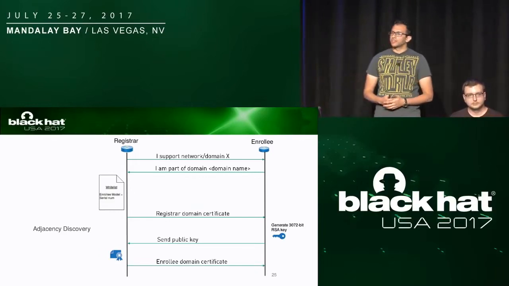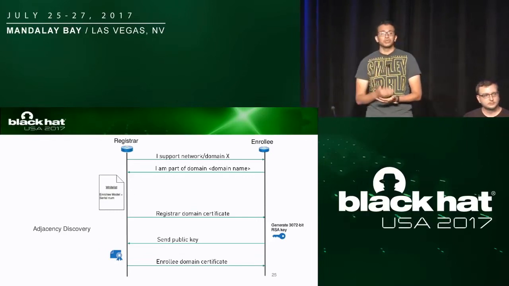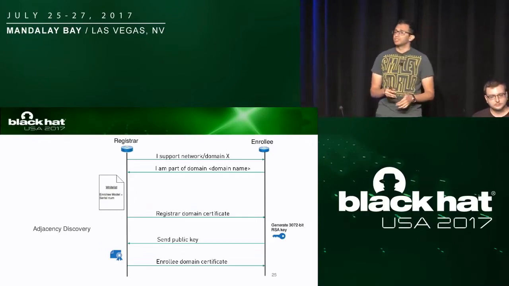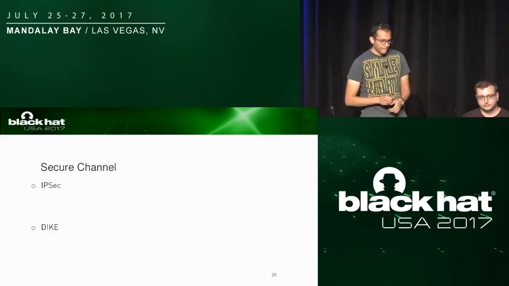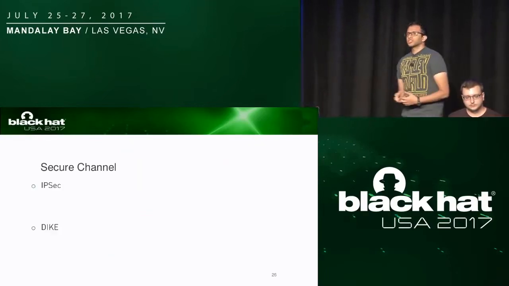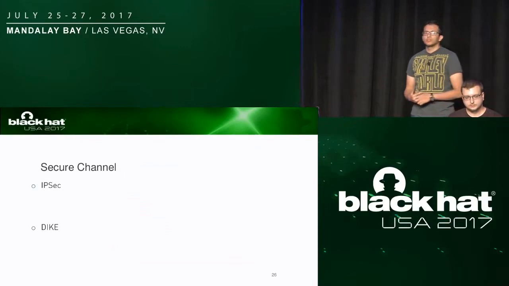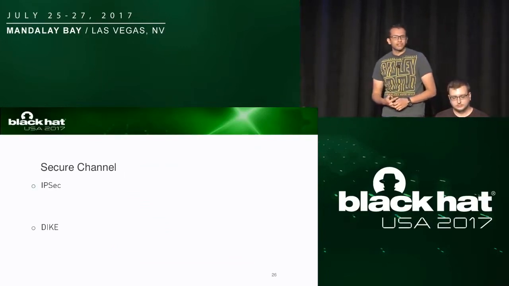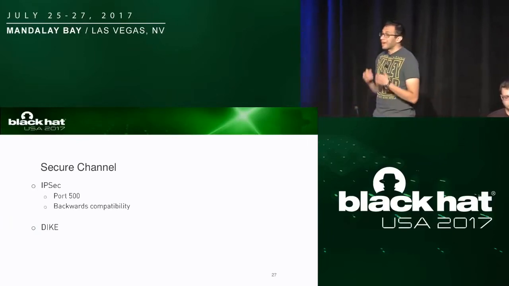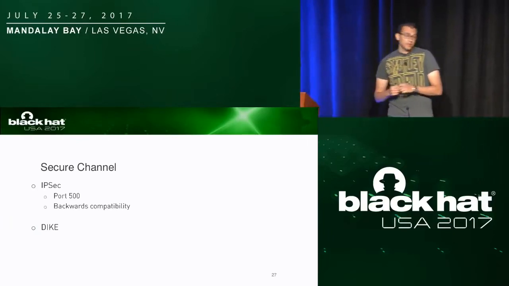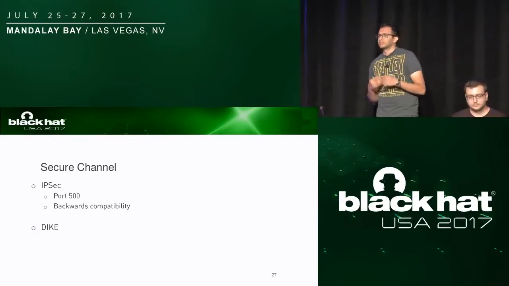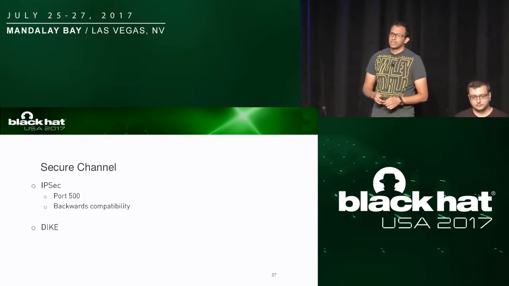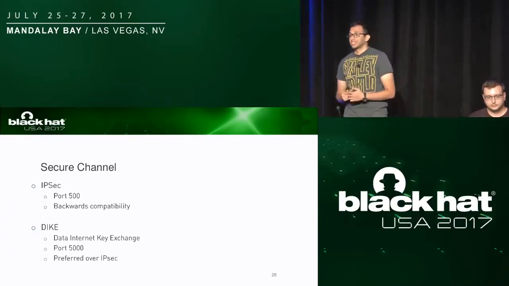Now we can communicate together, and it's time to build the secure channel, which is totally encrypted, totally authenticated, where we will send the information. So what are the protection mechanisms of the secure channel? From Cisco perspective, we have two, IPsec and DIKE. IPsec is used for backwards compatibility here. It runs on port 500, and it has been supported till about 2015. After that, we have DIKE.